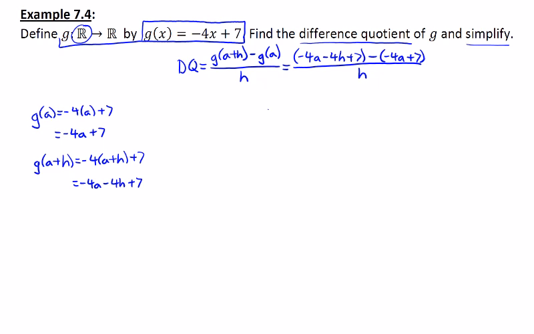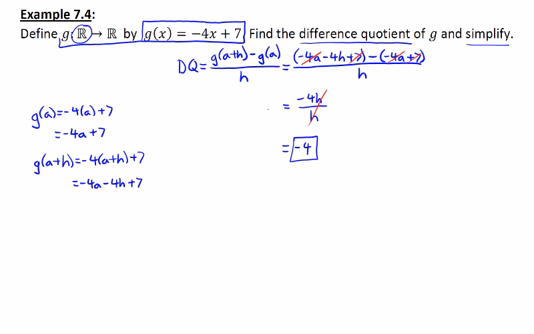So speaking of the subtraction or the difference, we should recognize that there's some cancellation that can occur because of that difference. Negative 4a minus a negative 4a cancels out. 7 minus 7 also is going to cancel out, leaving us with negative 4h all divided by h. And now I can do cancellation because of the quotient. h divided by h is going to cancel, leaving us with the result of just negative 4. And that is what we call the difference quotient of g given by g of x is negative 4x plus 7.